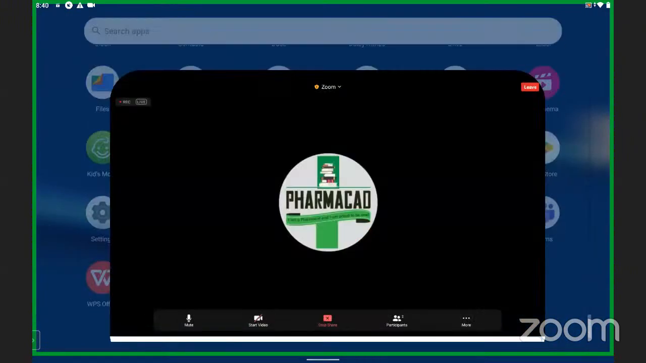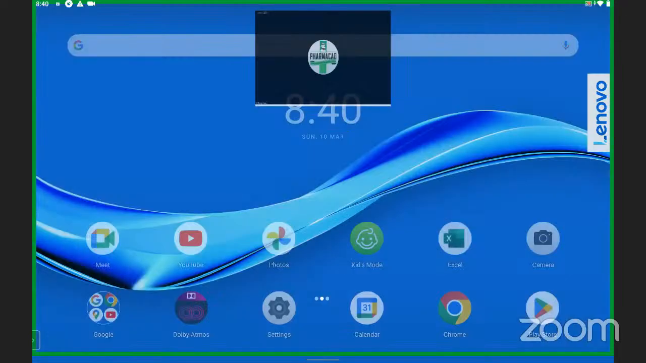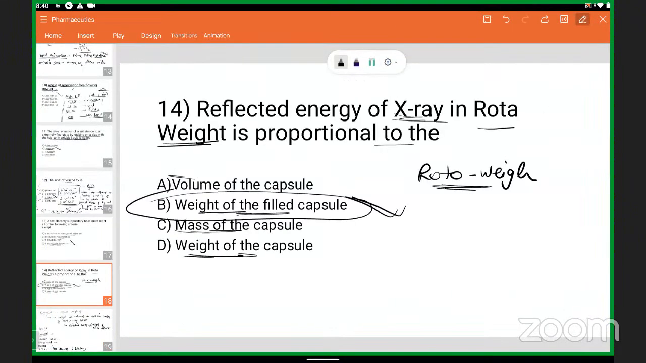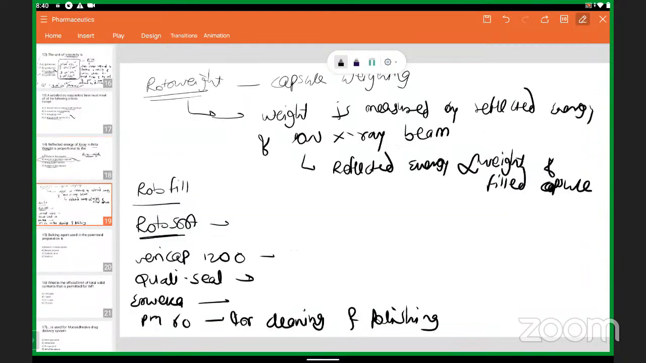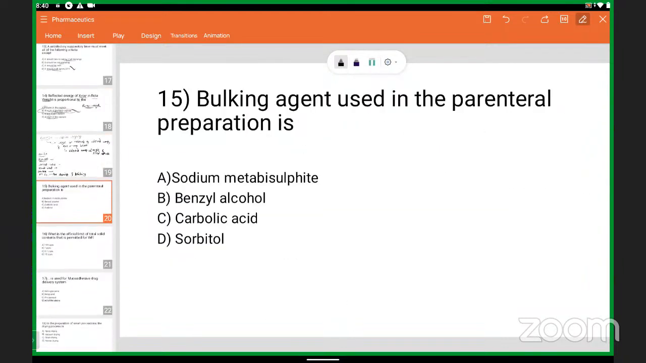Okay, now let's move to the next question. Yes, so based on this, the right option for the question is the weight of the filled capsules. Now let's move to the next question. Bulking agents used in the parenteral preparation: option A is sodium metabisulfite, option B is benzyl alcohol, option C is carbolic acid, and option D is sorbitol.